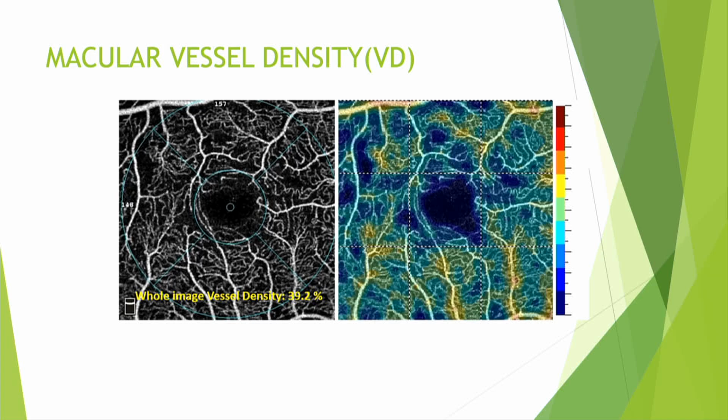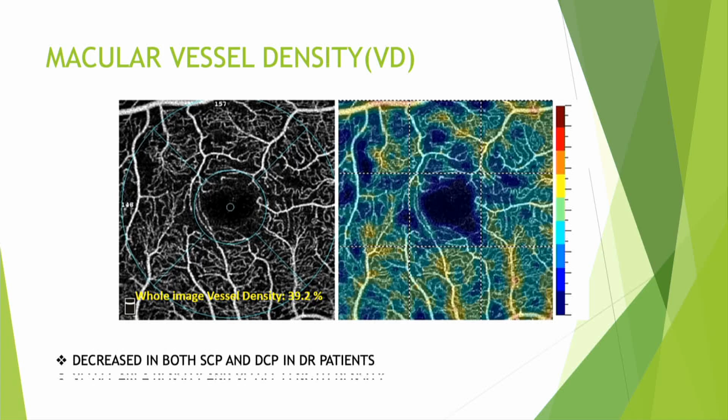The other biomarker is the macular vessel density. You have the vessel density measured through metrics like vessel area density or vessel length density, and it's reduced in both the superficial as well as the deep capillary plexus. So it's a negative biomarker indicating a poor prognosis if the vessel density is reduced.